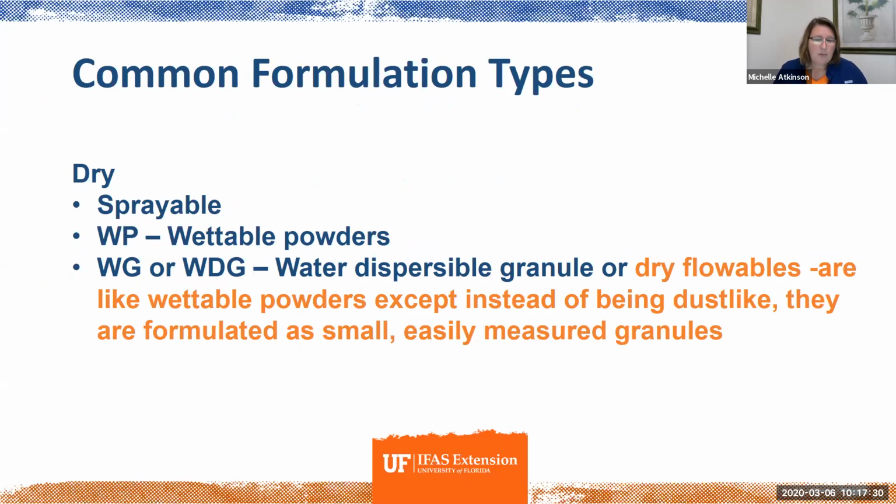Some of the common formulation types are the WP, wettable powder, or the WG, which is the water dispersed granule. Something else that we like are dry flowables. Dry flowables are like wettable powder, except they come in like little pellets or granules instead of that dust from the wettable powder that when you mix in your water, it kind of dusts up a little bit. These dry flowables, or water dispersed granules, now are heavier, and so when you mix with water, they don't dust up. So they're also easier to measure out.